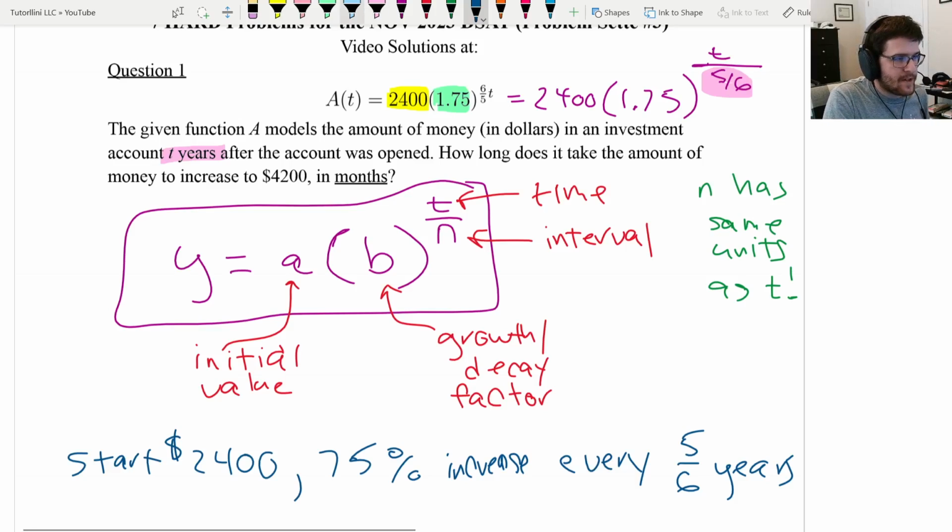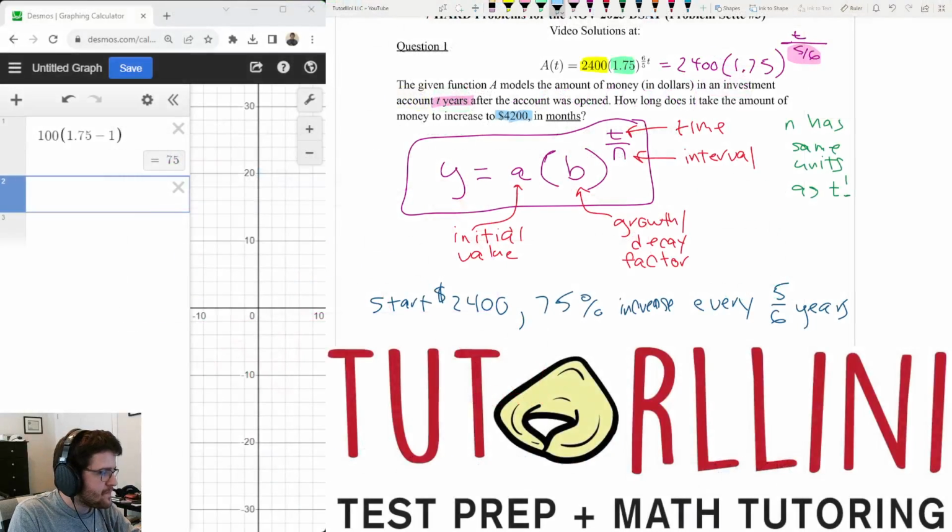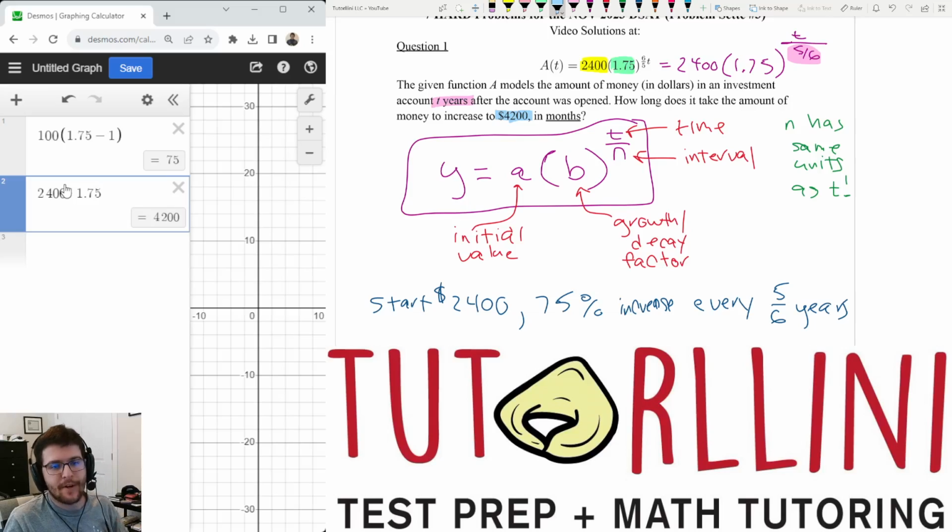It wants us to figure out how long it takes to go from 2,400 to 4,200. And you see, guys, we don't even need to use a logarithm or anything. We can just go, what is 2,400 times 1.75? Oh, 4,200. Okay, so it's basically just asking how long it takes for one growth factor to be applied. It's just a really fancy roundabout way of asking you for the interval.